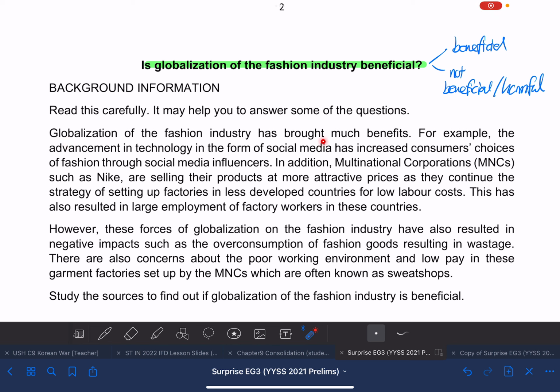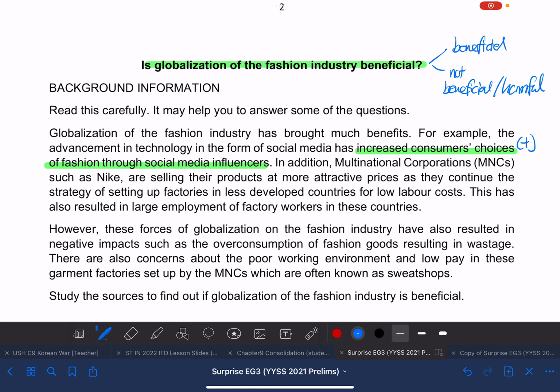So, what does this say? Globalization of the fashion industry has brought much benefits. For example, the advancements in technology in the form of social media has increased consumer choices of fashion, meaning the people who are buying fashion clothes, they get more choices that are available to them. They can see more variety. How is this achieved? It's through social media influencers. So I'm going to highlight this first sentence. This is going to be my first benefit that the background information has been telling me about.